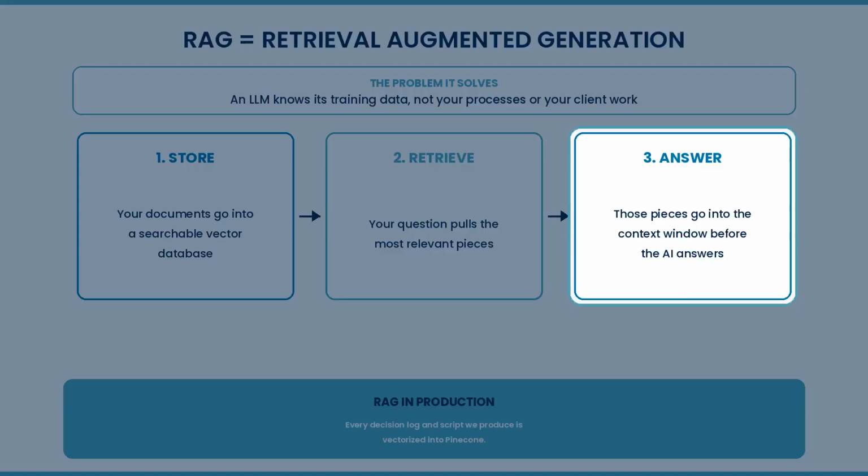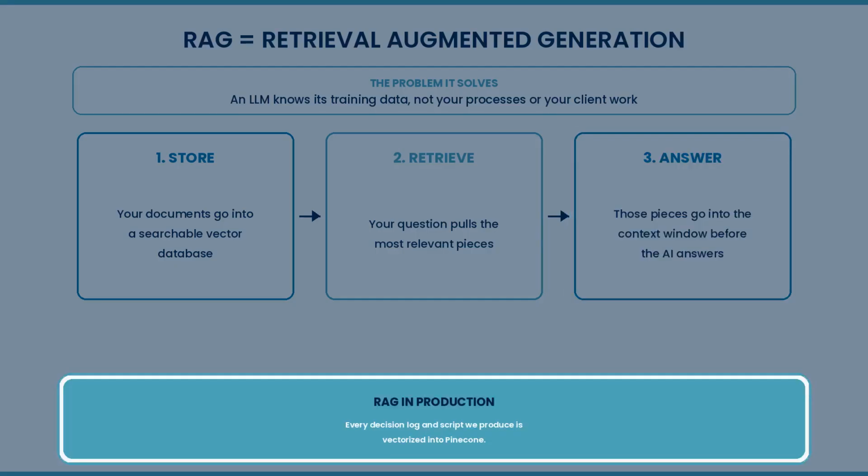The result is an AI that sounds like it knows your business, because in that moment, it does. It just read the relevant parts before speaking. We use a vector database called Pinecone for exactly this. Every decision log and script we produce is vectorized and searchable. So when Claude needs context on a past project, it retrieves it.